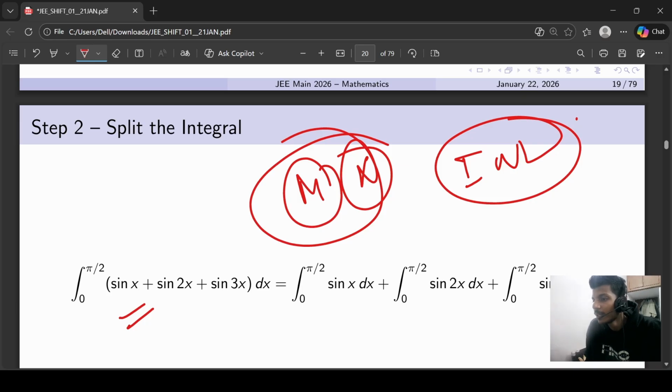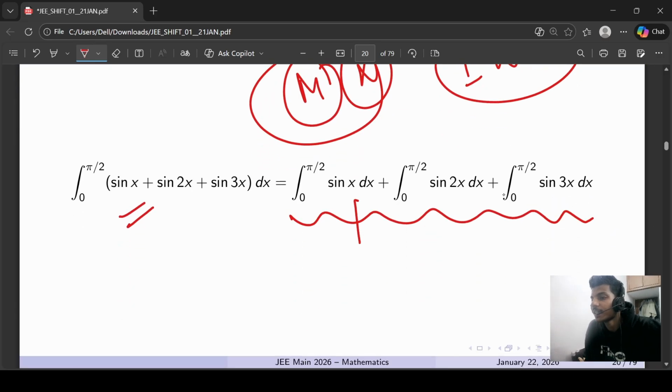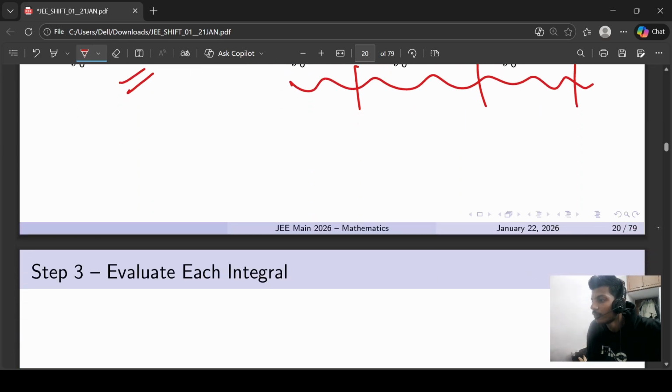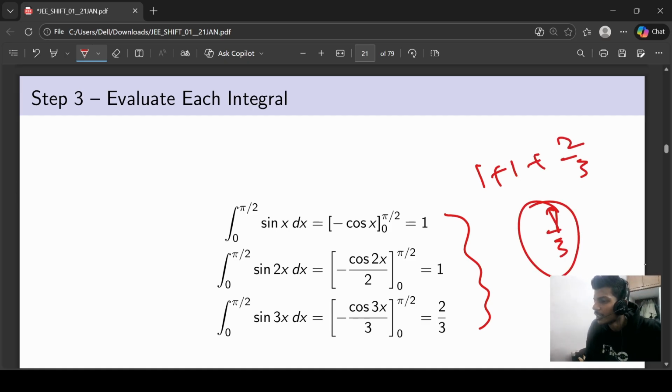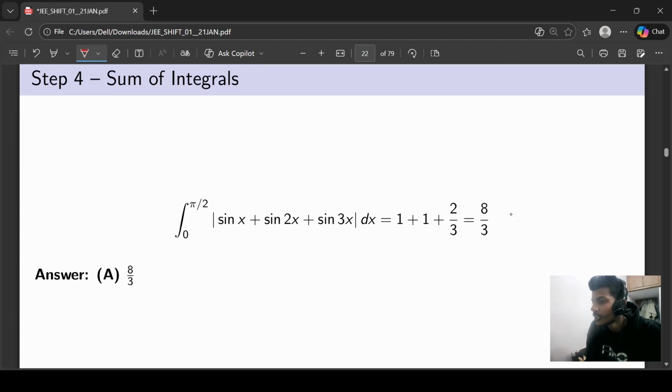Okay, so इसका integration तो quite easy है, right? What we can do, we can simply integrate sin x, sin 2x, sin 3x, and what will be the response we get from all of them? Minus of cos x from 0 to pi by 2, minus of cos 2x divided by 2 from 0 to pi by 2, minus of cos 3x divided by 3 from 0 to pi by 2, and this is the answer we will get, that is 1 plus 1 plus 2 by 3. So what I will get in the last is simply 8 by 3. Okay, so the answer we get from this integration is 8 by 3. So option A is correct for this question.